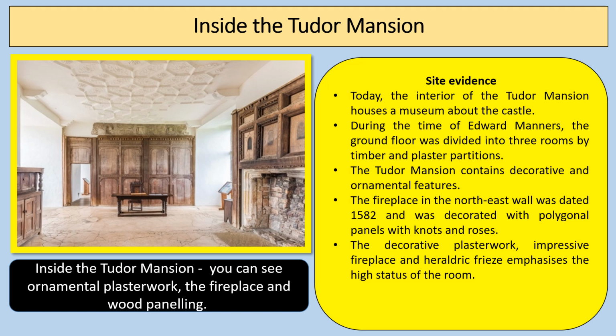Now, the fireplace in the northeast wall was dated around about 1582, and was decorated with polygonal panels with knots and roses. The decorative plasterwork, impressive fireplaces and heraldic frieze emphasise the high status of the room and the impressive statement that Edward Manners and his wife Isabel Holcroft wanted to make. Just remember that their main residence was Belvoir Castle over in Rutland, Leicestershire, so this wasn't their main residence, but obviously they still wanted to make a good impression through Helmsley Castle.